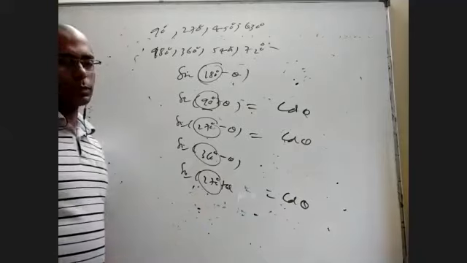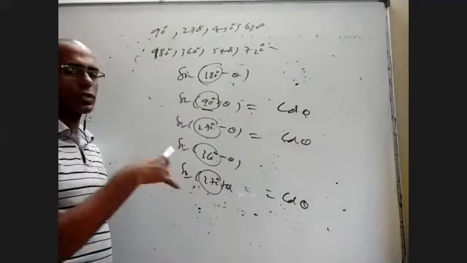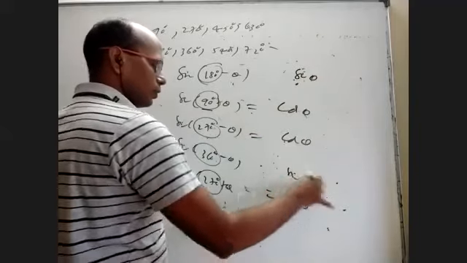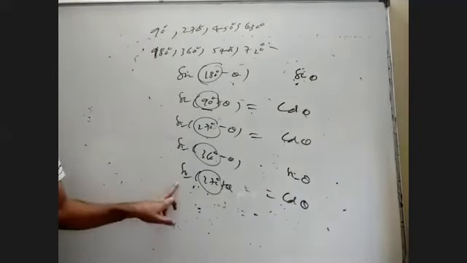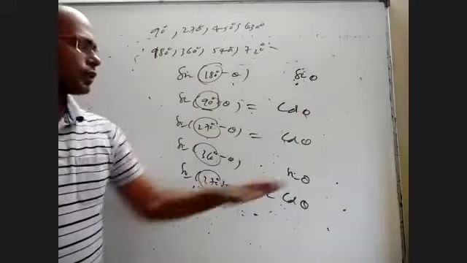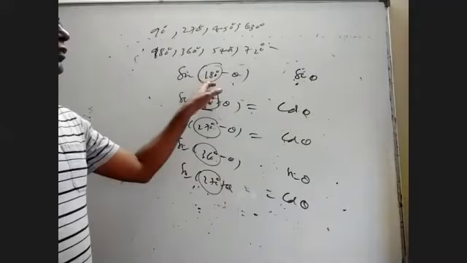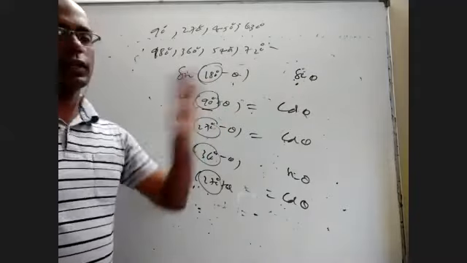Whenever you have an even multiple of 90, like 180 or 360 or 540, you write the same function, sine theta. If cos is there, for an even multiple you write cos, for an odd multiple you write sine. If tan is there, for an even multiple you write tan, for an odd multiple you write cot.